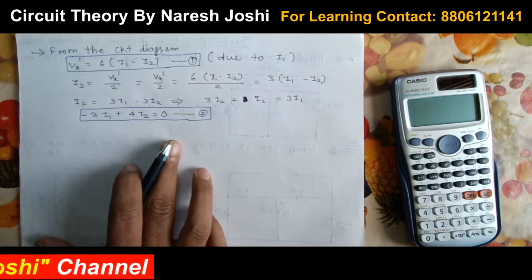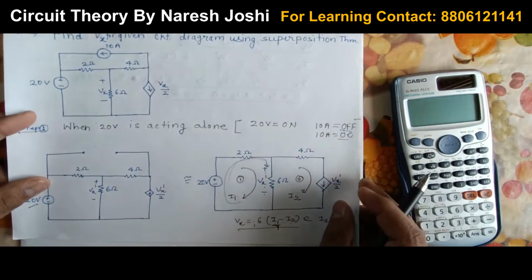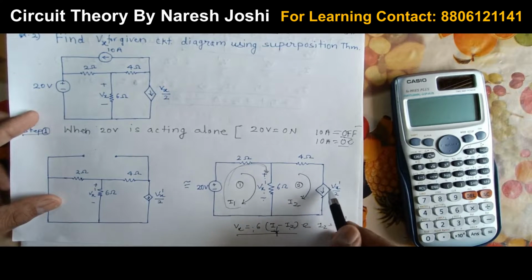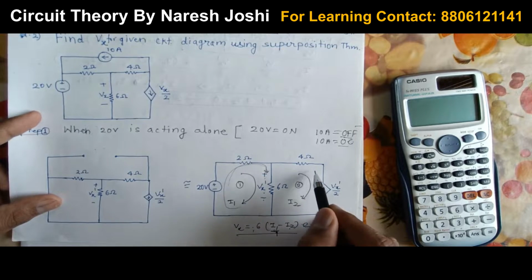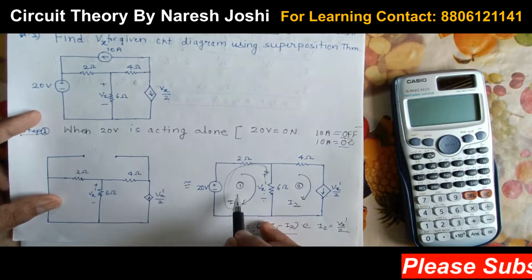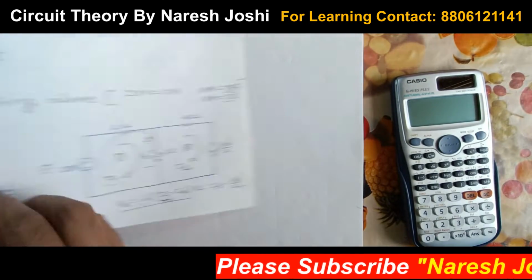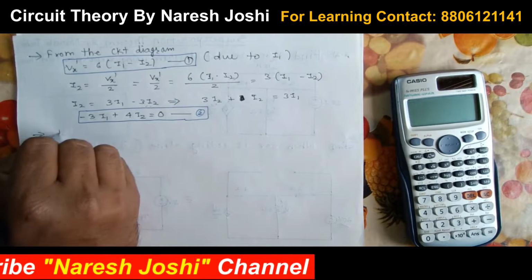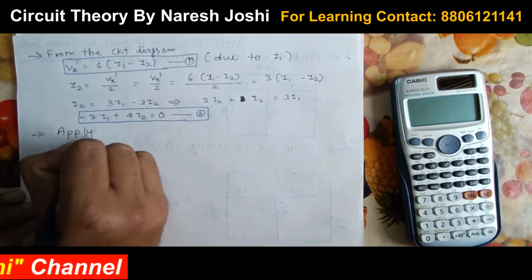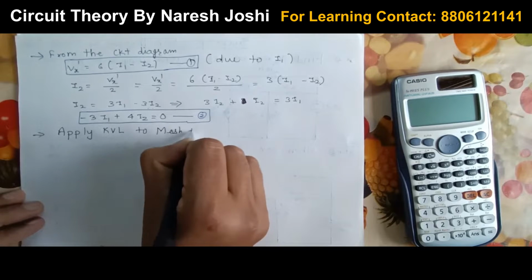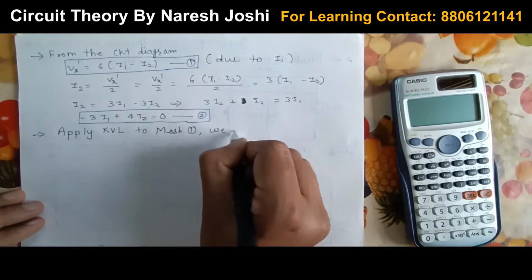Now what you have to do next, you can see in this diagram. This part is already solved because we have considered this current source. This current source is present, so we have obtained the value directly using this equation. So this mesh is already solved. Now only one mesh is remaining, and that is this one. So we need to apply KVL to this mesh. Next step, apply KVL to mesh 1.